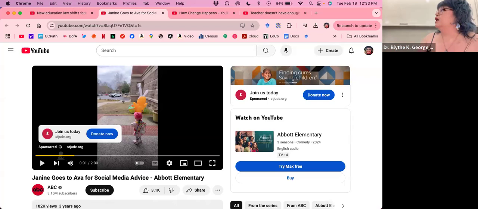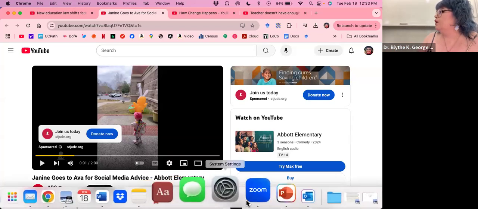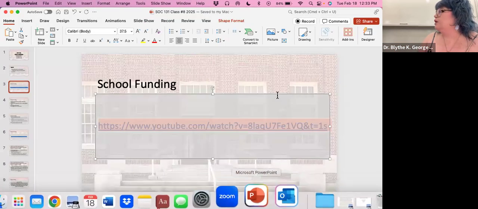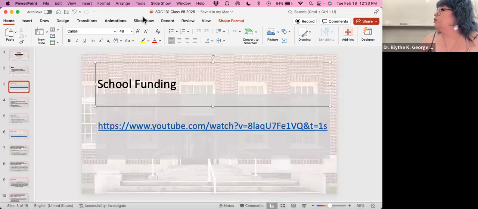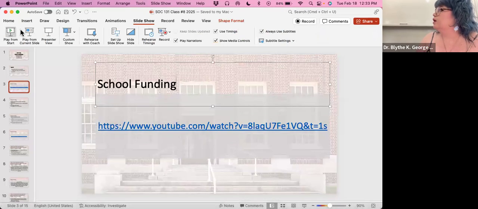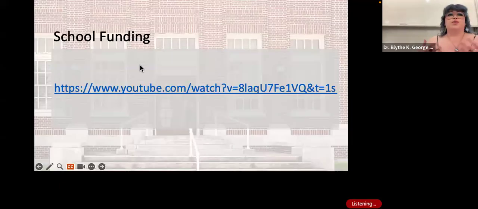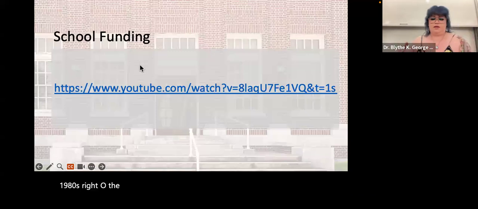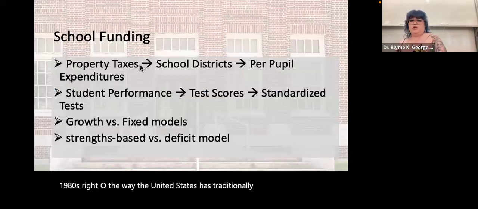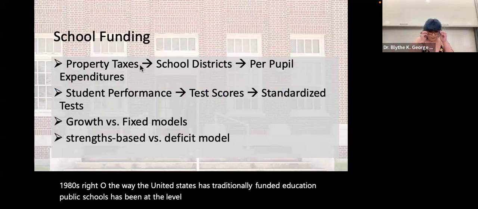And that is not necessarily a have-to scenario, but that is, at least when we think of America and culture, the way we do things obviously is very important because there's something called path dependence, right? So the way the United States has traditionally funded education, public schools, has been at the level of the local.